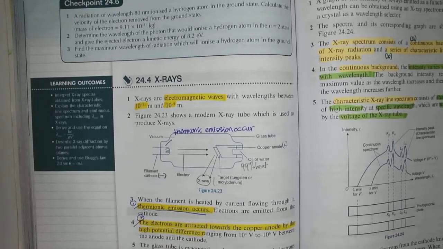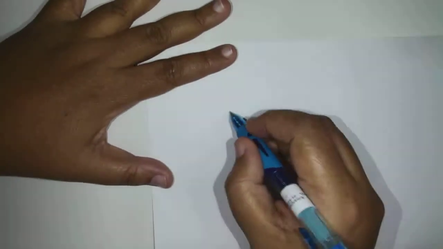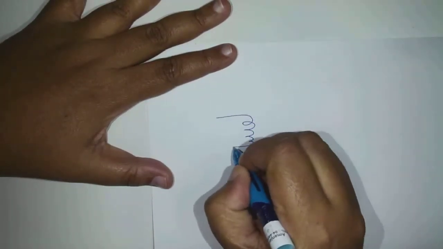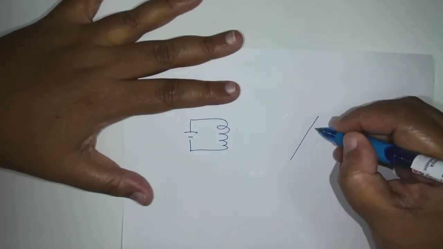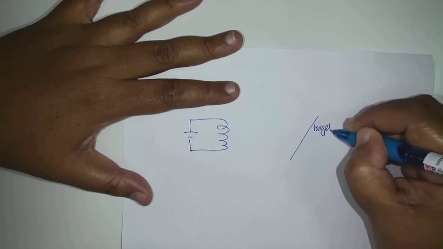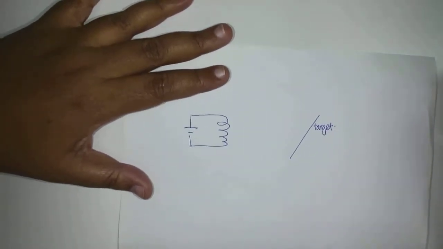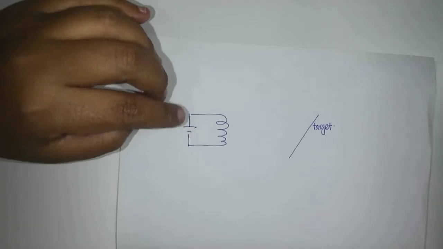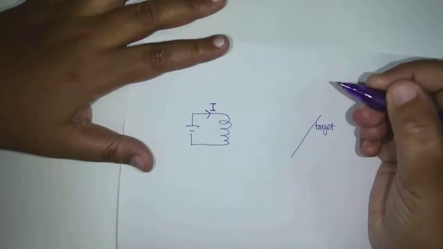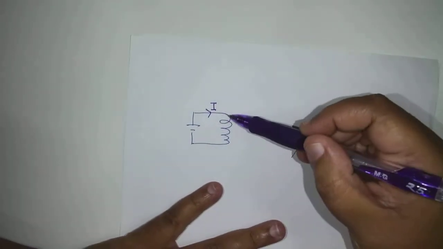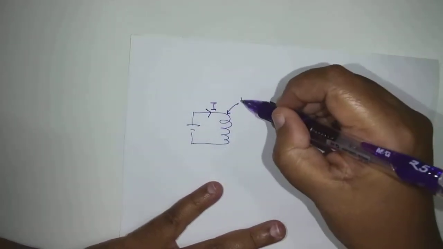Okay, so let me explain here. Now we have a modern X-ray tube, which I'm going to simplify here. We have a filament, which is connected to a power supply, and then here we have a target. What is the first thing that happens? When the power is switched on, current flows. When current flows, thermionic emission will occur.